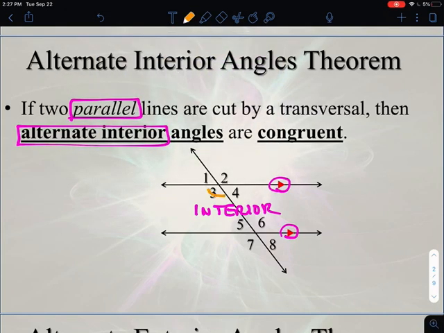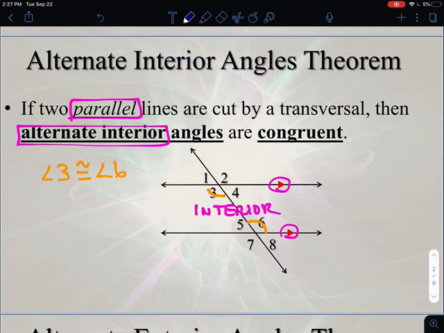So for instance, angle 3 is on the interior. The alternate angle to angle 3 would be angle 6. So it's still on the inside, but now it's on opposite sides of the transversal. So angle 3 would be congruent to angle 6.